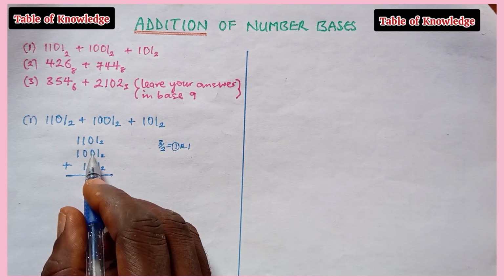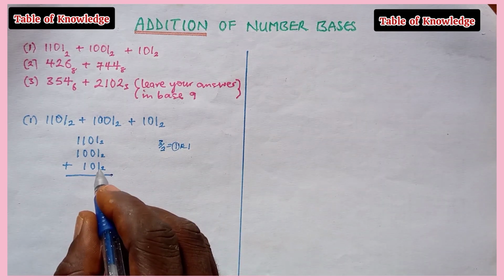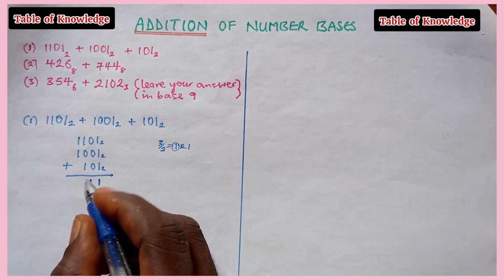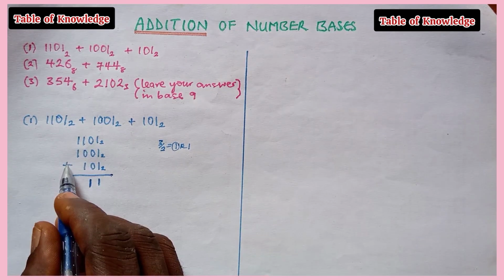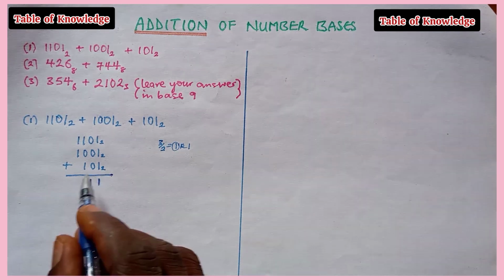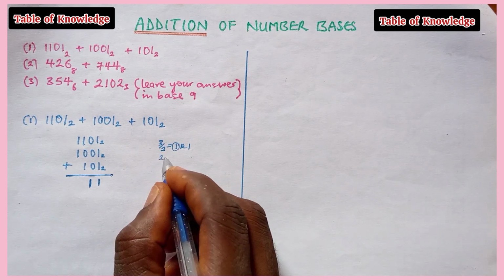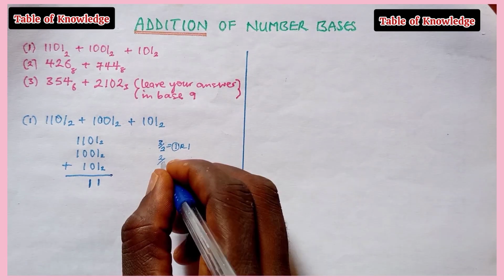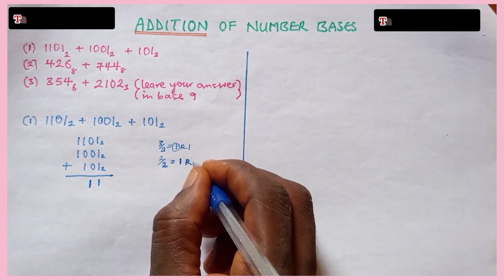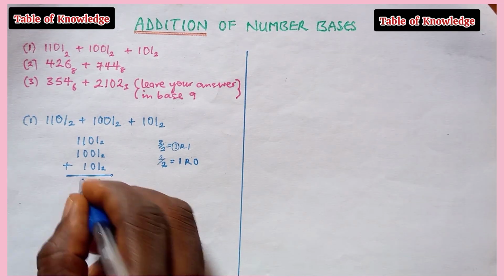0 plus 0 plus 0 is 0, plus this 1 is 1. Now the 1 is less than the base, so we can comfortably write it down, 1. Next, 1 plus 1 is 2. 2 is equal to the base, so we can't write it down. We have to divide it with the base, write down the remainder, and carry the whole number. So 2 divided by 2 will give us 1, remainder 0. So we pull down the 0 and then carry the 1.